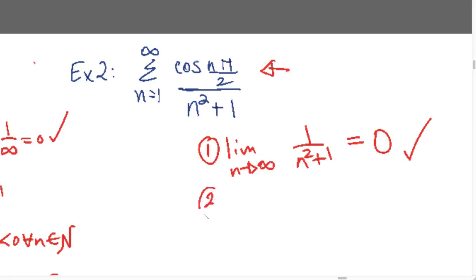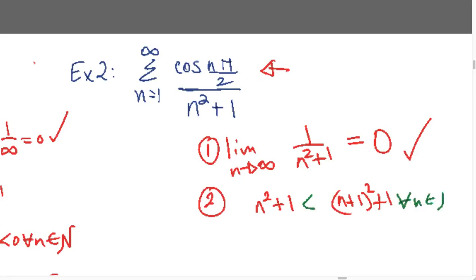And then we prove it's decreasing. I'm going to do the proof on this one. It seems easier than doing chain rule. Most people don't like chain rules. So if I compare n squared plus 1 and (n plus 1) squared plus 1, we know the inequality direction should be this way, right, for all n an element of the natural numbers.